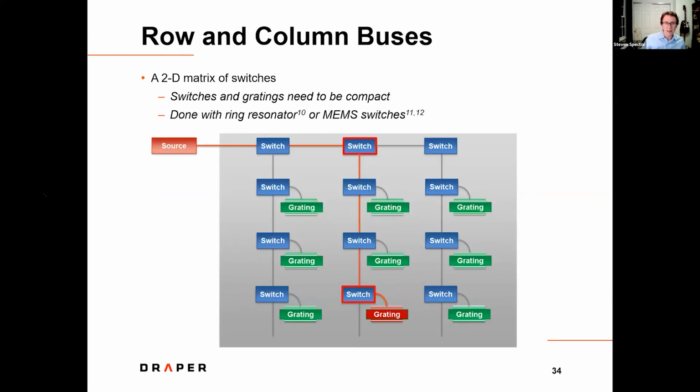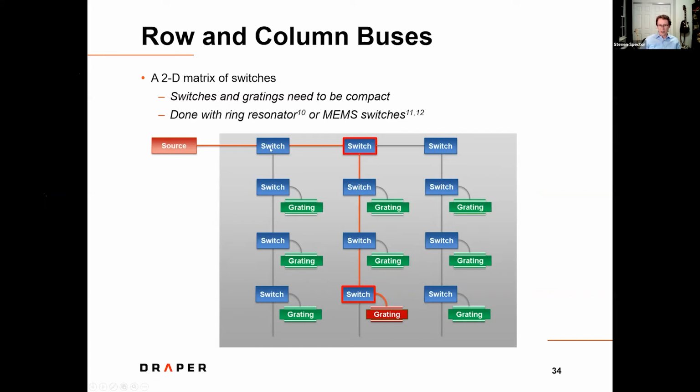Okay, so the other method of switching the light is a 2D matrix of switches. So instead of a tree, you have, as shown here, a row-column sort of arrangement where light comes in, again with the path in red. Some of these switches are off. If the switch is off, the light just goes straight through.